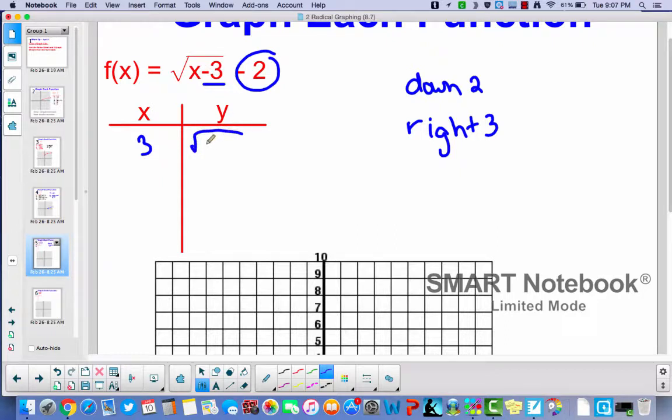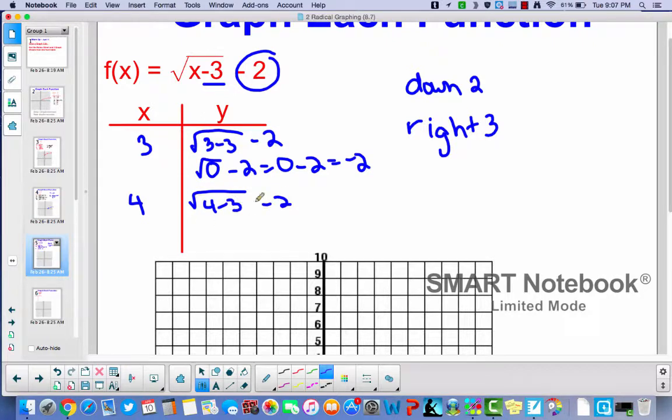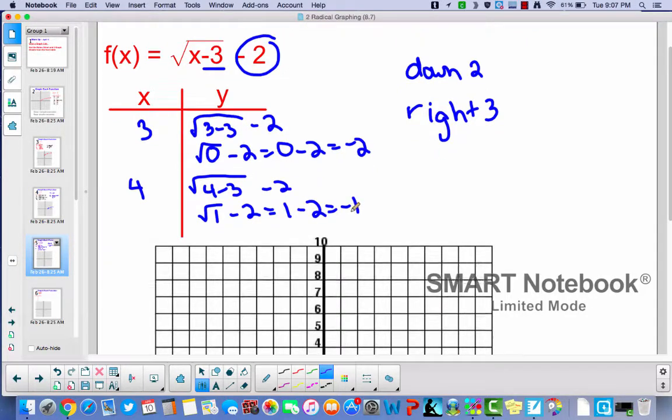But 3 minus 3, so I have the square root of 3 minus 3, minus 2. 3 minus 3 is 0. The square root of 0 is 0. 0 minus 2 is negative 2. If I put a 4 in, I get the square root of 4 minus 3, minus 2. Notice this is 4 minus 3 under the radical. This gives me the square root of 1 minus 2, but the square root of 1 is 1. Minus 2 is negative 1.